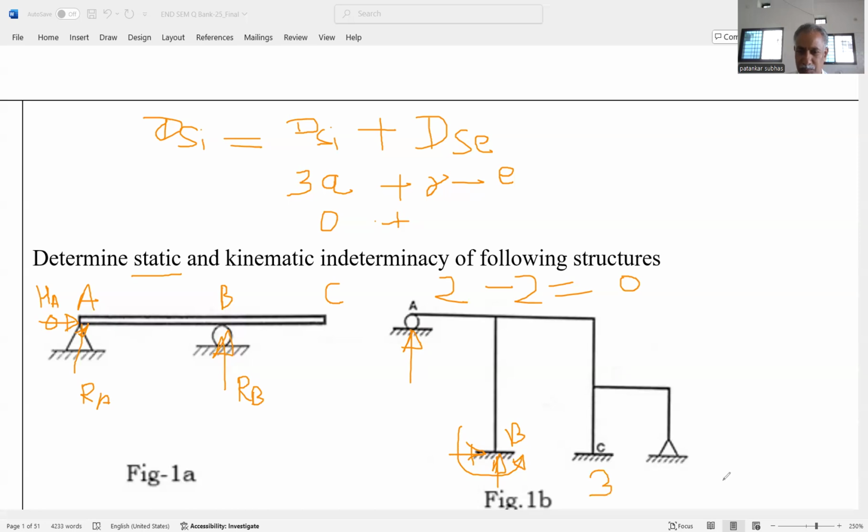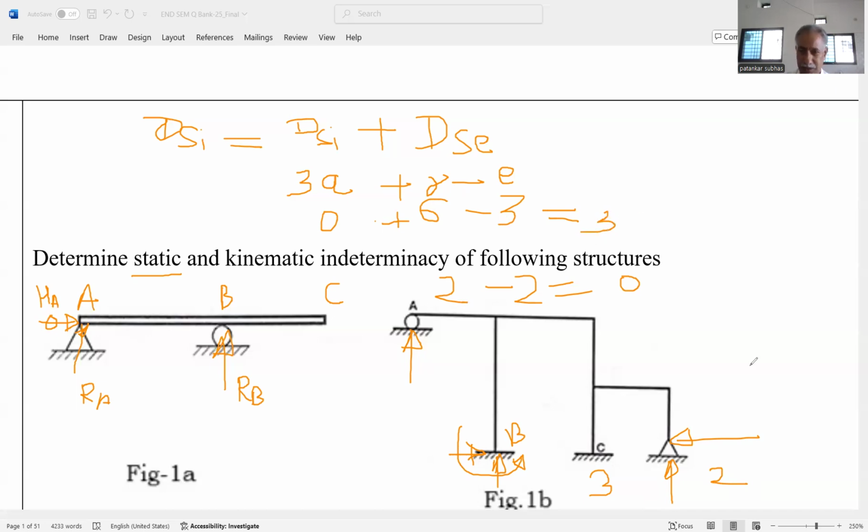Here also three components, and here there is a hinge. That's why two components. And therefore, this is 2, 3, 3 plus 2 is 5, plus 1 is 6. That's why these are 6 and equations available are 3. And therefore, the degree of redundancy is 3.